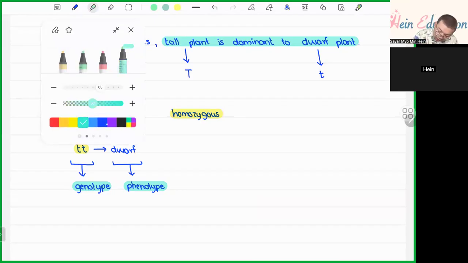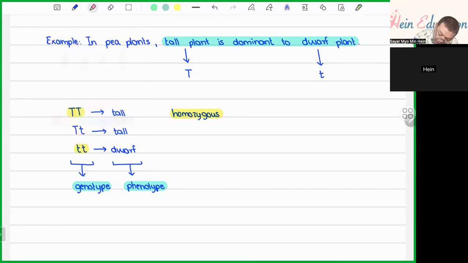But for the, okay, let me choose a red color. Here we got capital T small t. That would be heterozygous because they are different, right? So here we can define all six definitions one more time. We got dominant, where we use a capital letter to represent a dominant character or dominant feature. And for recessive, we use the small letter. So that will be a recessive character.